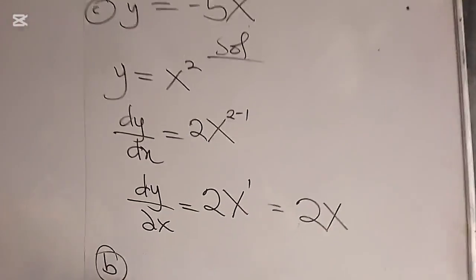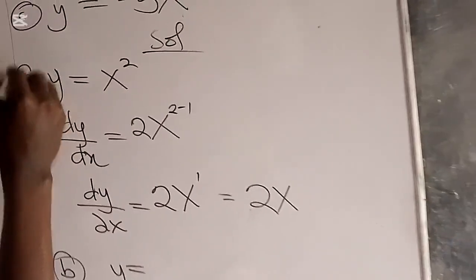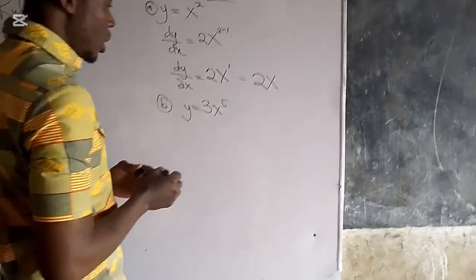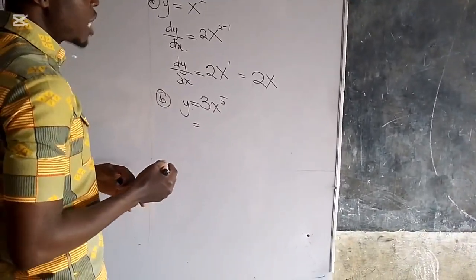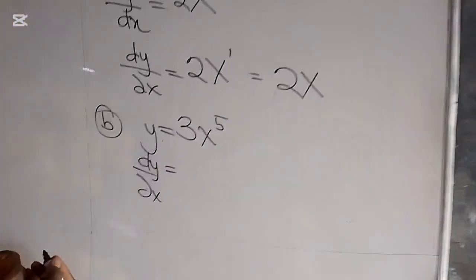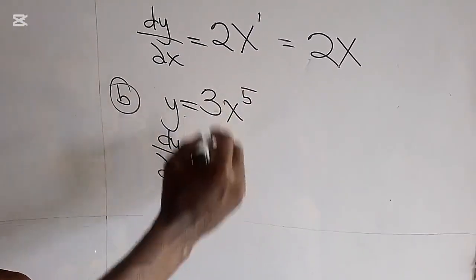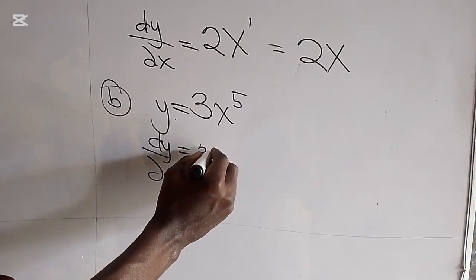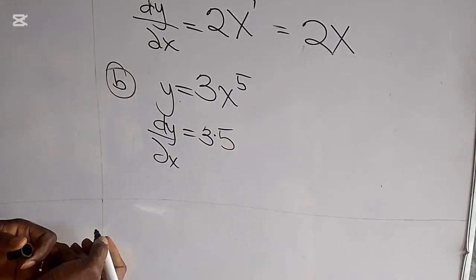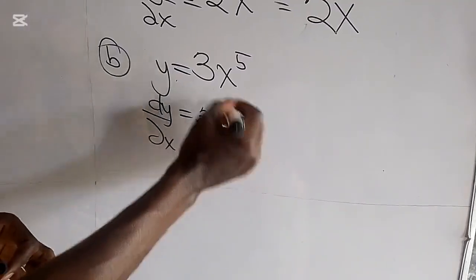The b, which is y is equal to 3x to the exponent of 5. So our dy dx will be equal to, here we have a constant here. So this 5 will drop to multiply the 3. So we have 3 multiplied by 5. The sign means multiplication. If you like, you can put it in brackets. If you don't like, you can leave it open like this.